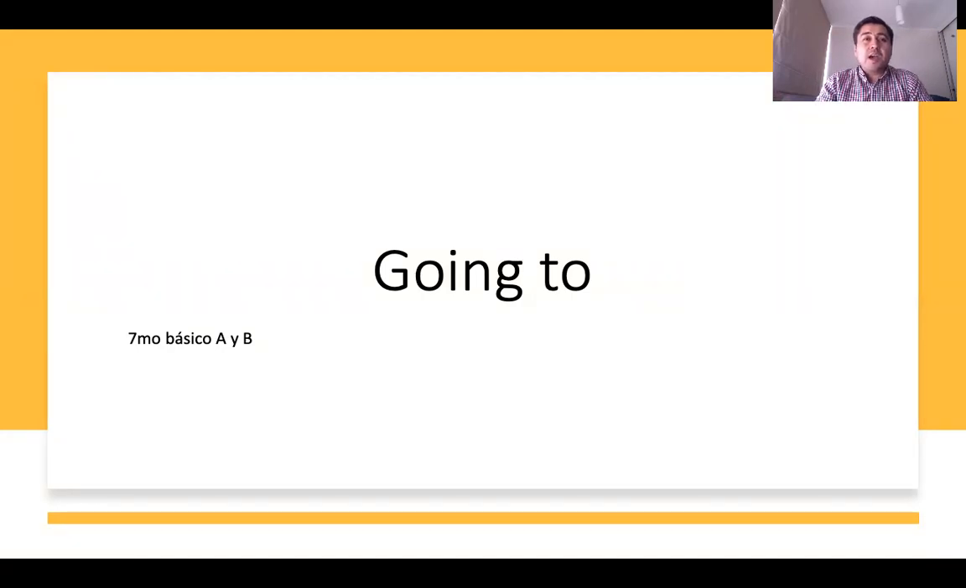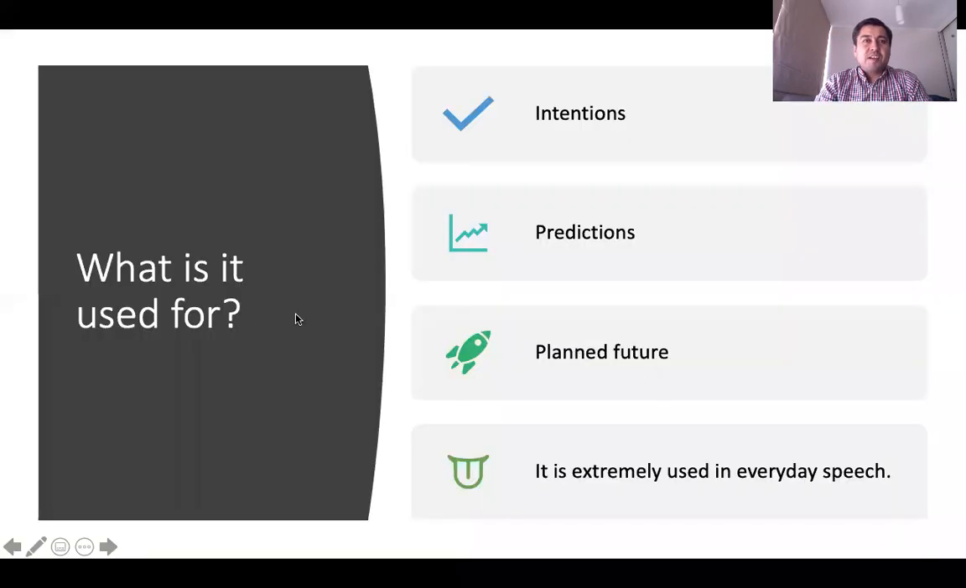Well, today I'm going to talk about "going to" and why it is useful. So, let's get started. "Going to" is used for talking about intentions, also when you want to make predictions, and also to plan future activities. What's important to keep in mind is that it's extremely used in everyday speech. You will hear native speakers using it more than any other future tense, for example, will, right?